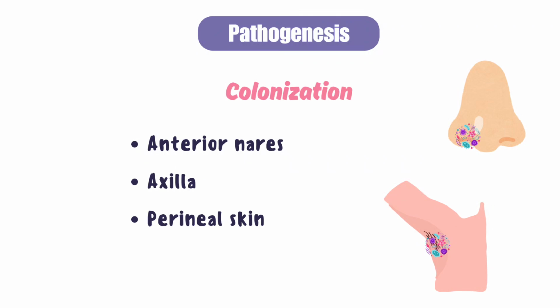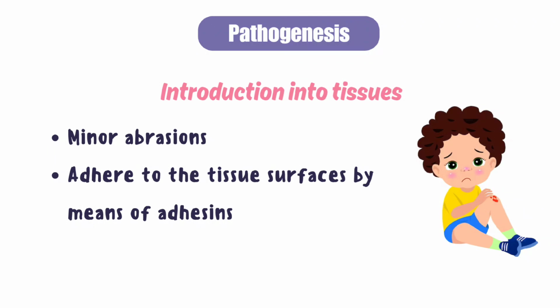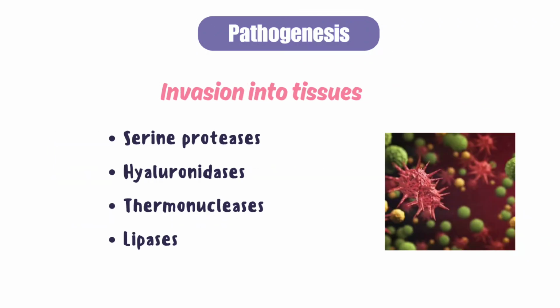Now let's look at the pathogenesis of Staphylococcus aureus. Initially, it gets colonized at various body surfaces such as anterior nares, axilla, and perineal skin. After getting colonized, they get introduced into the tissue as a result of any minor abrasions or any instrumentation which cause damage to the skin surface. Then they adhere to the tissue surfaces, which is mediated by various adhesins, for example, clumping factors. Once they enter the tissue, they invade it by elaborating enzymes like serine protease, hyaluronidases, thermonuclease, and lipases.